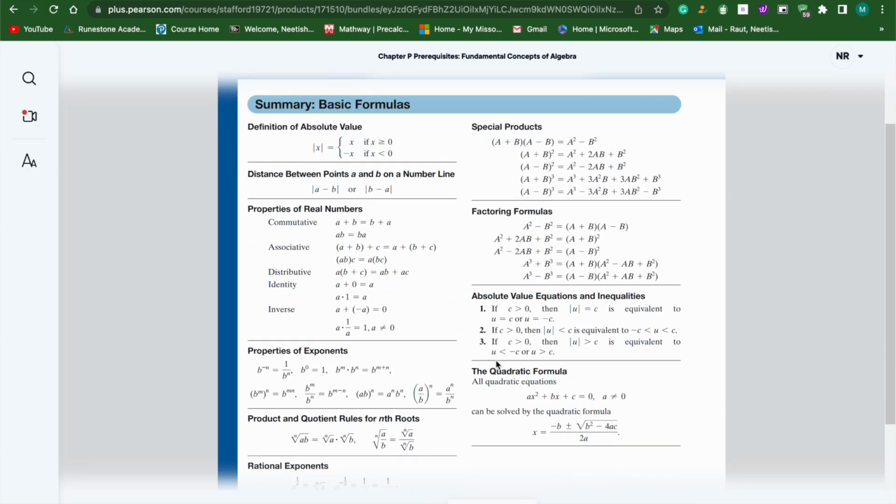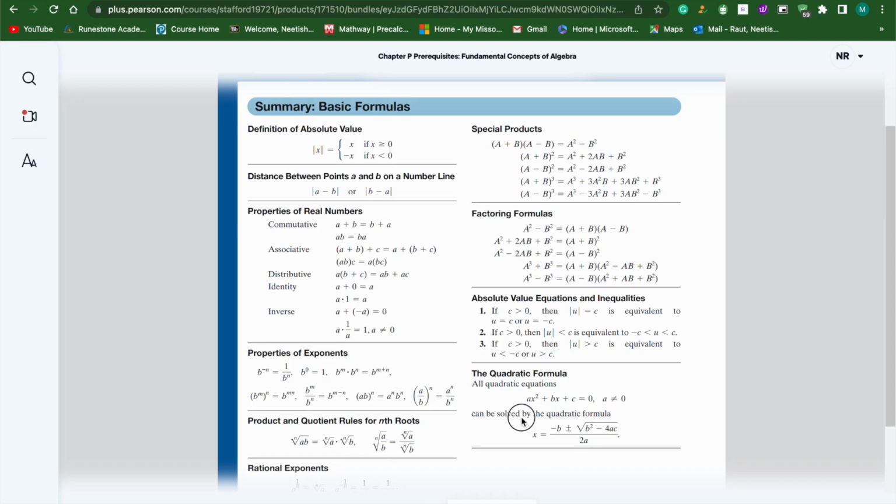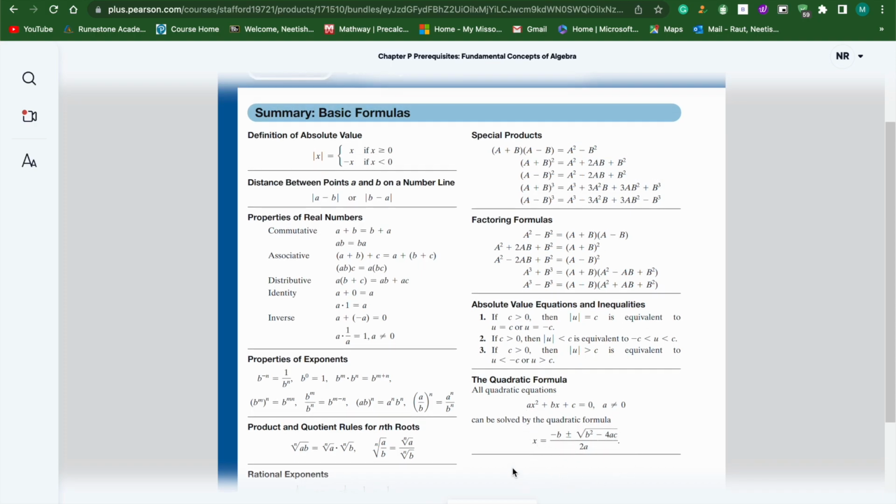These are some of the basic formulas. If you want to go through them once, it is good. And the most important is this one, the quadratic formula. And we already know these things, right? Yep.